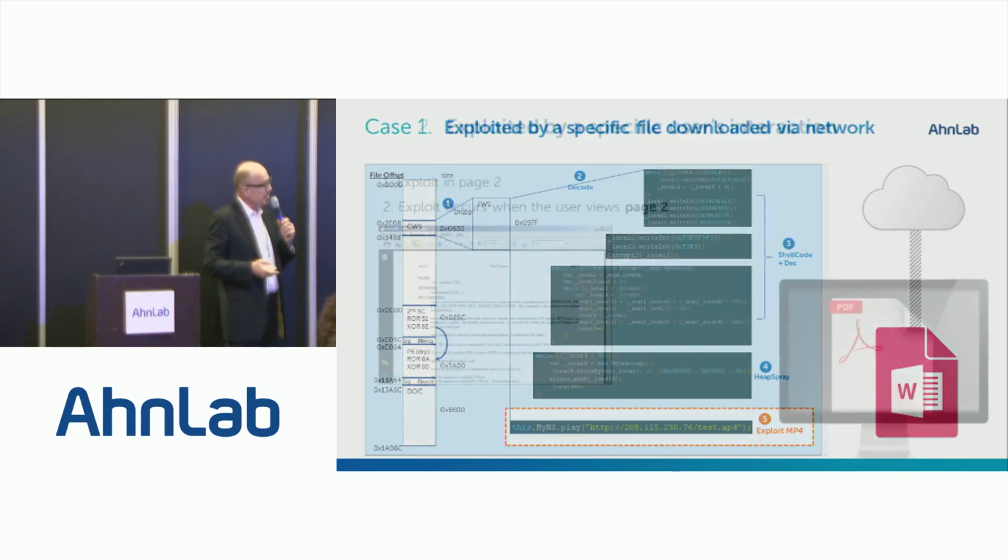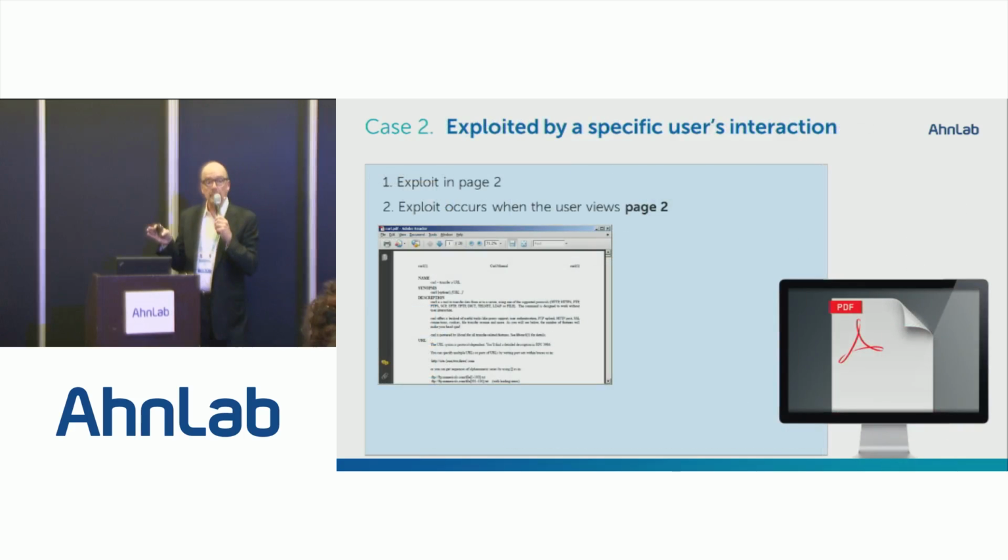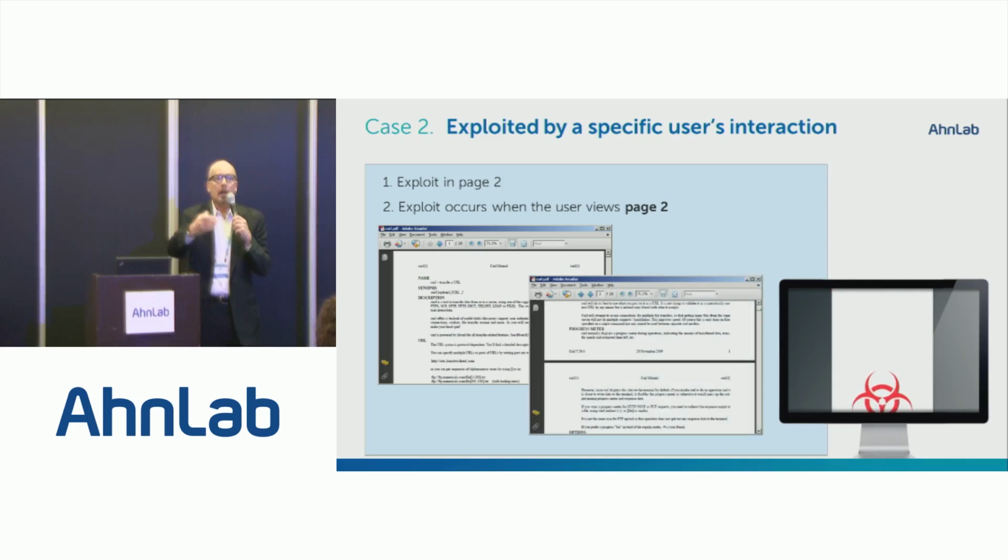Now, in this second case, the exploit occurs only when the victim performs a specific action. So nothing's going to happen if you just open this PDF, but if you move to page 2, it will. Usually document files are many pages long, so even with an automated method in a VM, it's time-consuming. It's very difficult to check every single page to see whether it's malicious or not.